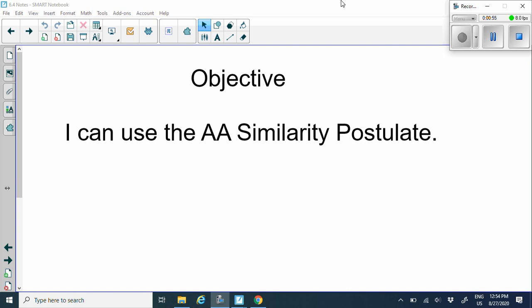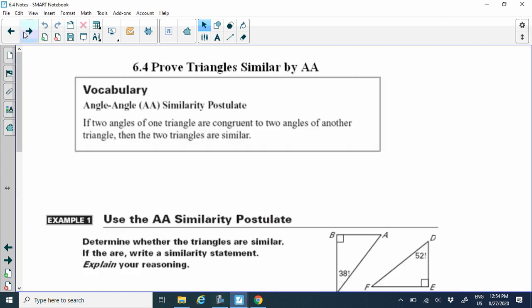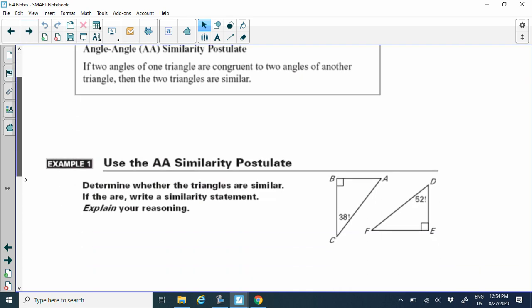Well, let's go to our lovely vocabulary here. AA means angle-angle. So this is the angle-angle similarity postulate. What that means is if we can prove that two pairs of corresponding angles are congruent, then we can prove that two polygons are similar. So we just have to show two out of the three pairs of angles are congruent. That's it, so that makes it nice, and there could be some different answers here, so that's okay. Now let's go over example 1.